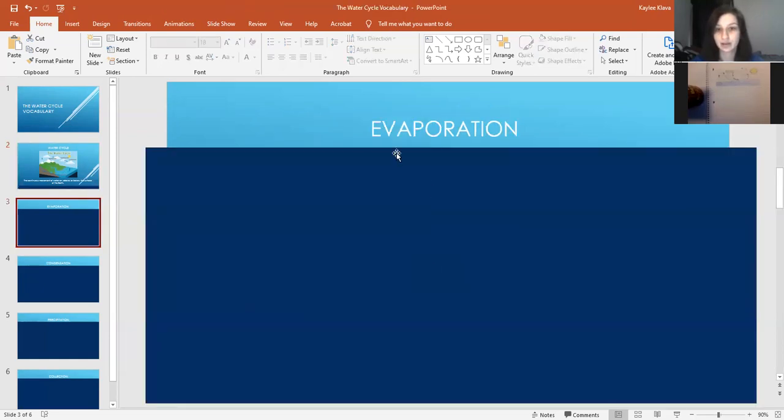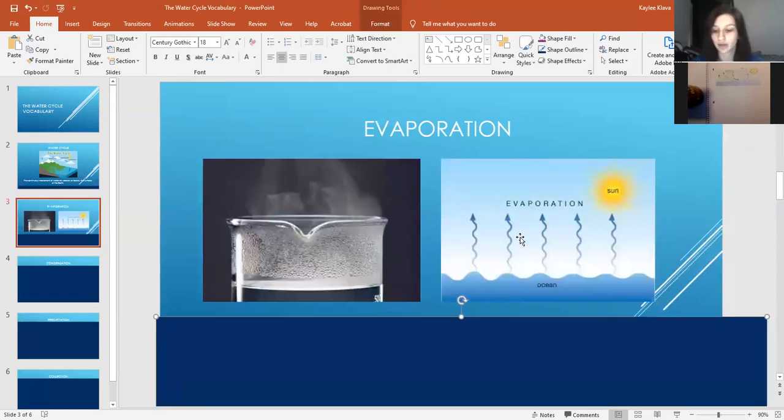The next term we're going to look at is evaporation. Go ahead and skip a line in your notebook and write evaporation. Think about that word for a second and what it could mean. Here's a picture of what evaporation looks like in the water cycle. And here's another picture of evaporation as you may have encountered it. Now let's define it.